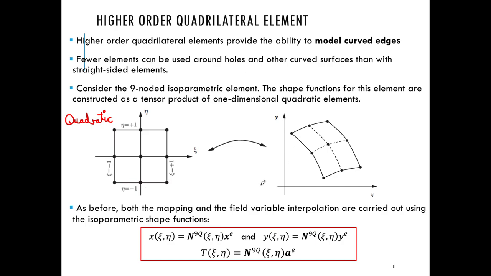So I'm only going to go over the concept of these higher order quadrilateral elements. I'm not going to actually discuss what the shape functions for this element look like. So we're not actually going to discuss what the expressions are within this N9Q, right? Same as how we've discussed the isoparametric concept for quadrilateral elements, it can also be used for triangular elements.